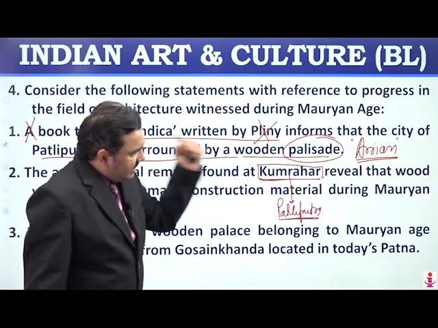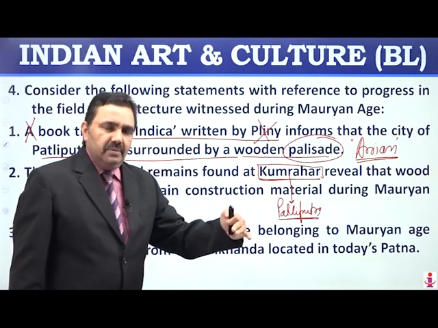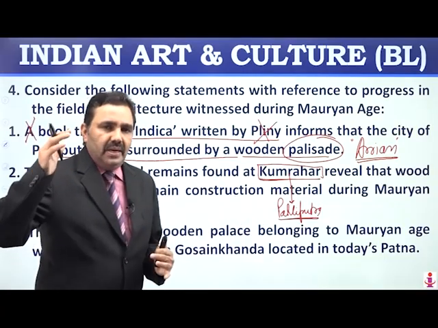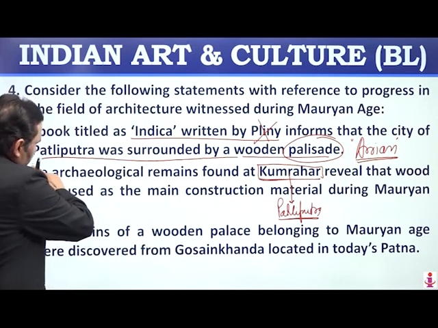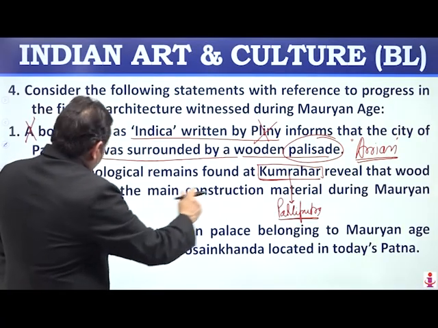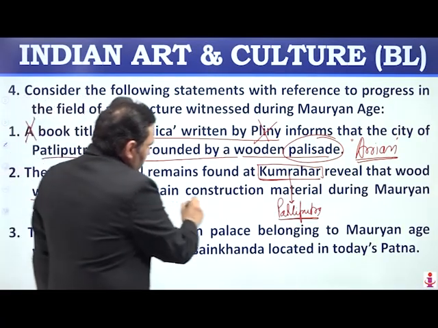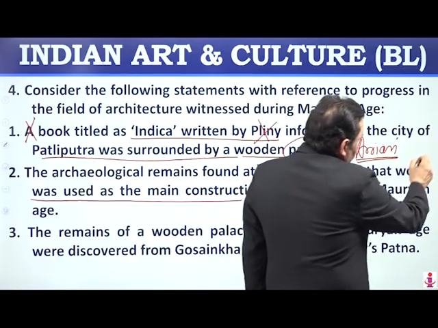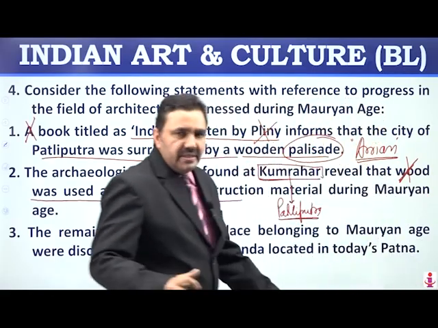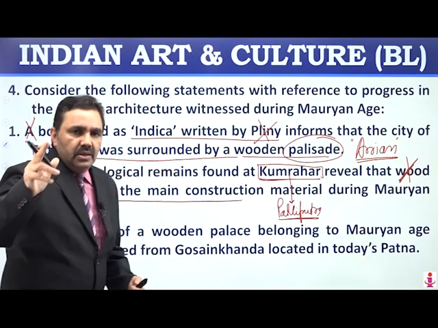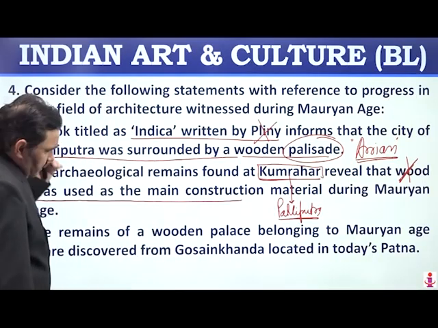Ashoka built an exact replica of that wooden palace in stone, and the remains of Ashokan stone palace have been discovered at Kumrahar. So look at the question here. The archaeological remains found at Kumrahar reveal that wood was used as the main construction material. The archaeological remains indicate that stone was used as the main construction material because wooden remains have not been discovered. So this one is wrong.